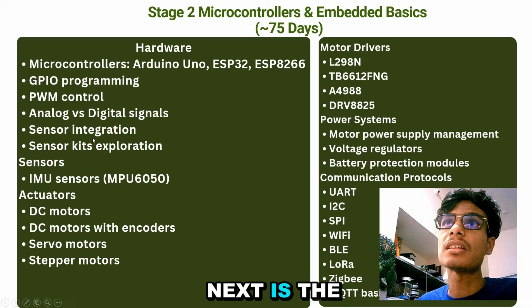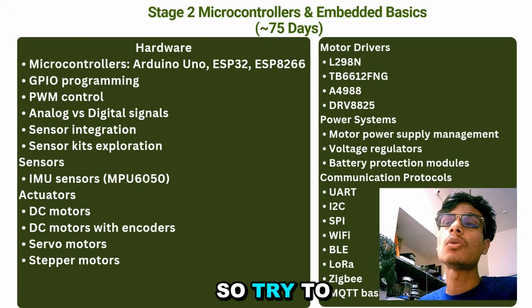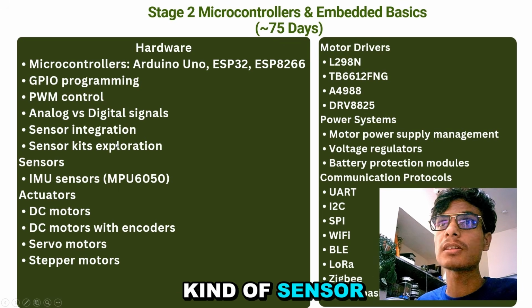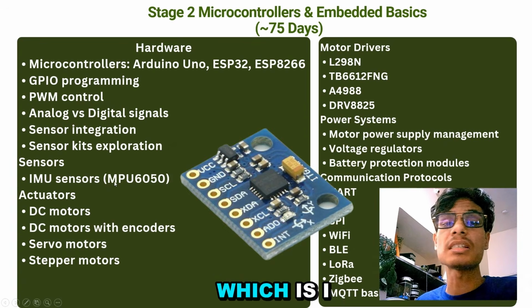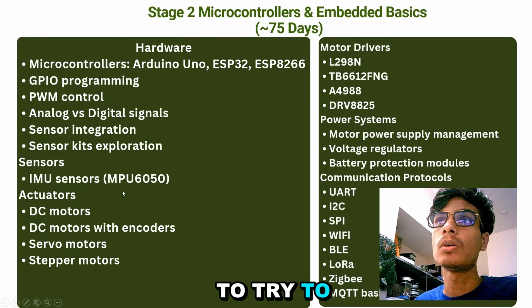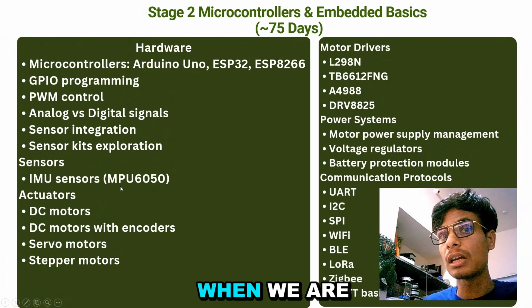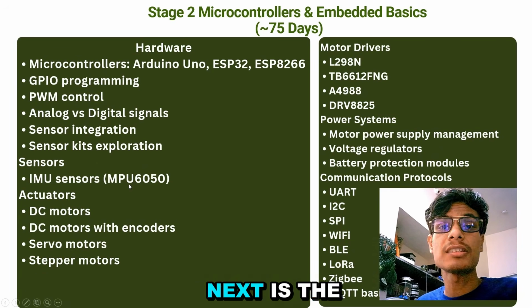Next is sensor integration. There are a lot of sensors, as I already told you. So try to go with a certain sensor kit for exploring multiple kinds of sensors. Next, there are some important sensors like the IMU sensor, which I definitely suggest you try to cover, because when we are talking about advanced robotics, this kind of sensor is very important.